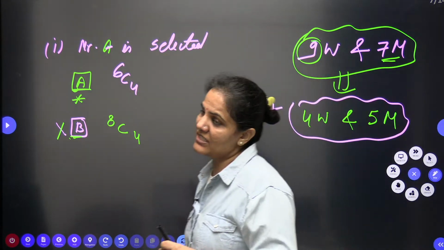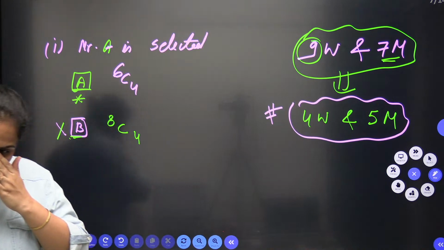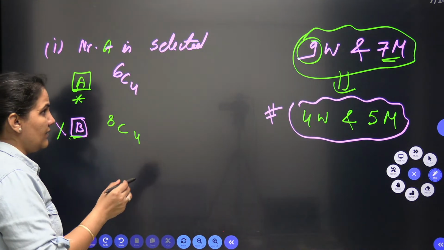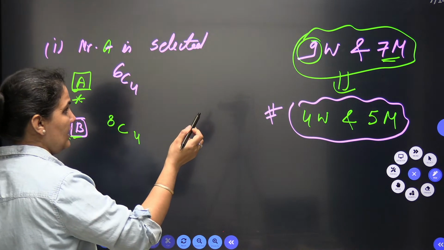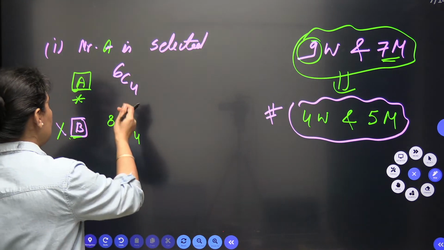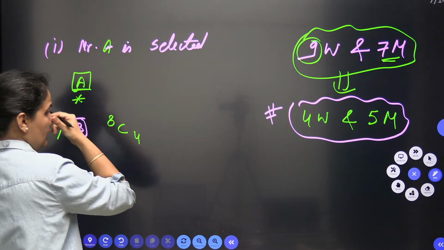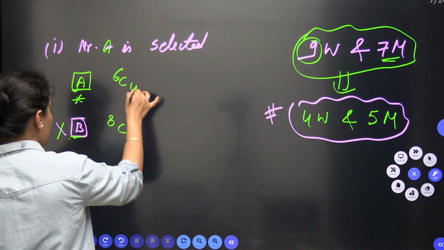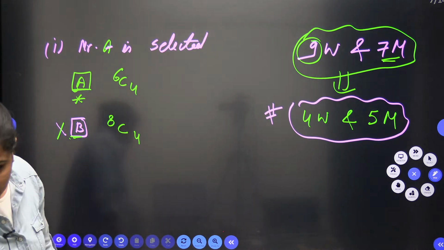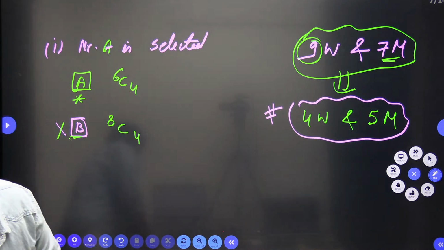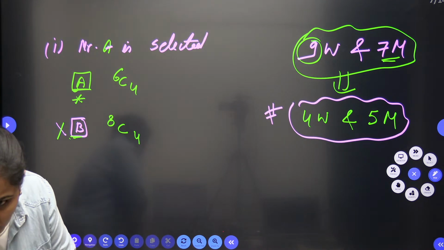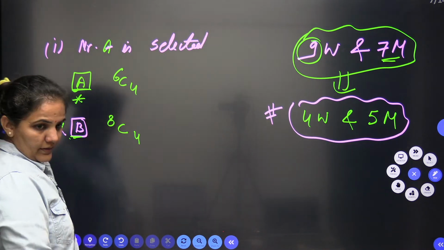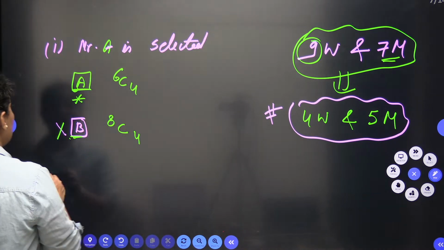It will be 8C4, right? So this will be my very first approach. So this will be 8C4, and here we are having 7 earlier. So 1 is already selected, so it will be 6C4. All right. So this is the first possible case.